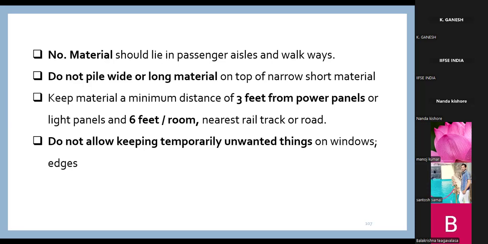Then do not allow keeping temporary unwanted things on the windows and edges. Why? Because you are working at height. If you put your tools and other things at the edge, there is a possibility that they may fall onto the people who are working at the lower levels. So that is why we don't allow it, and you go for a toe board.